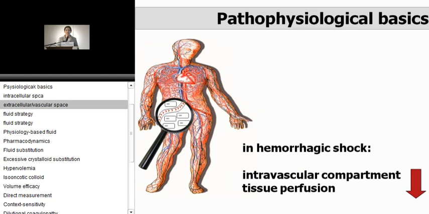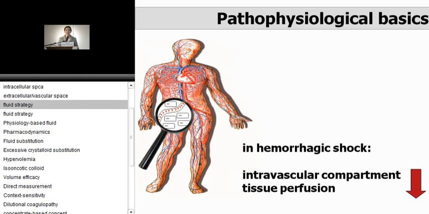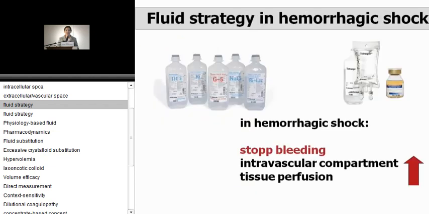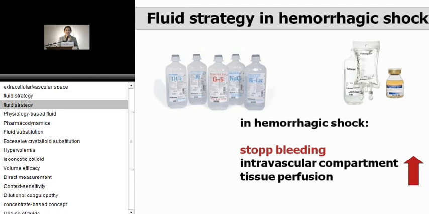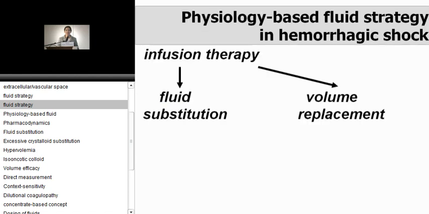And I don't have to give you, as experts, a definition for shock. So our fluid strategy in this situation is, of course, to stop bleeding. This is the causal approach. This has to be mentioned first. We need the surgeon to put a finger on the bleeding artery or whatsoever. But then it comes to us, anesthesiologists, emergency physicians, to give fluid strategy, fluid therapy, to increase the intravascular compartment and to increase, maintain, and facilitate tissue perfusion.